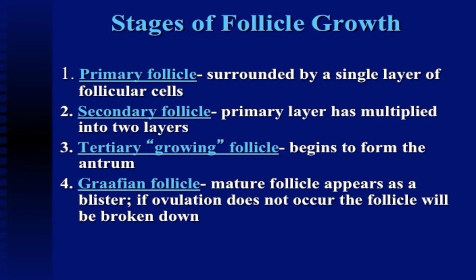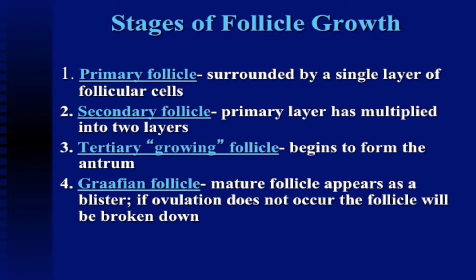The tertiary, or growing follicle, begins to form the antrum. And then finally the Graafian follicle, which is a mature follicle, and it appears almost like a blood blister on that ovary. And if ovulation does not occur, the follicle will eventually be broken down. But when ovulation occurs with that Graafian follicle, that blister bursts and the actual ovum comes out and falls into the oviduct there.